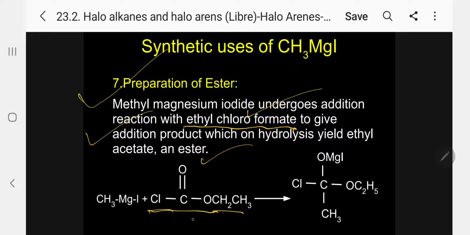See here, this is the ethyl chloroformate. This is the formate. Instead of chlorine, H is there, it is called ethyl formate. Since the hydrogen is replaced by chlorine, it is called ethyl chloroformate. It undergoes addition reaction with methyl magnesium iodide. In what way? As usual, you cleave down. So the methyl group is attached here and MgI is attached to O, and the intermediate is formed.